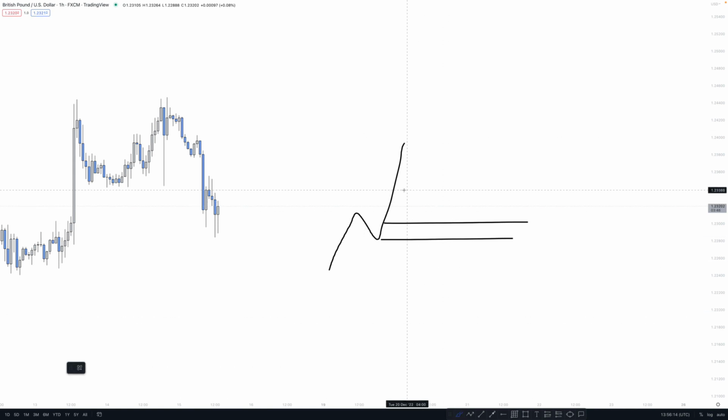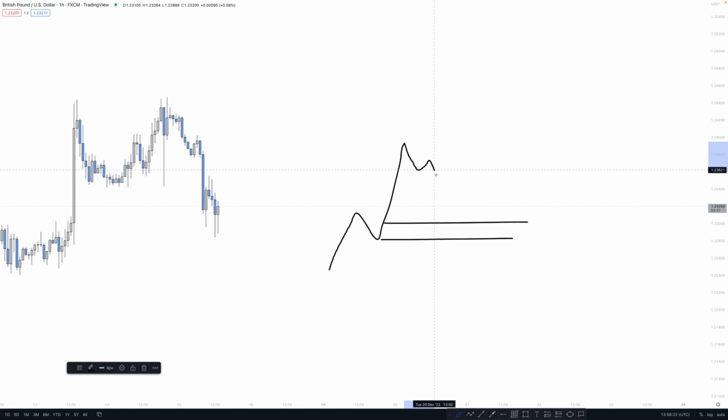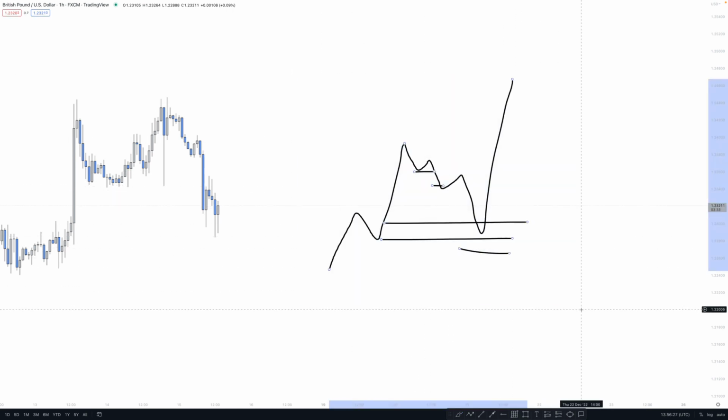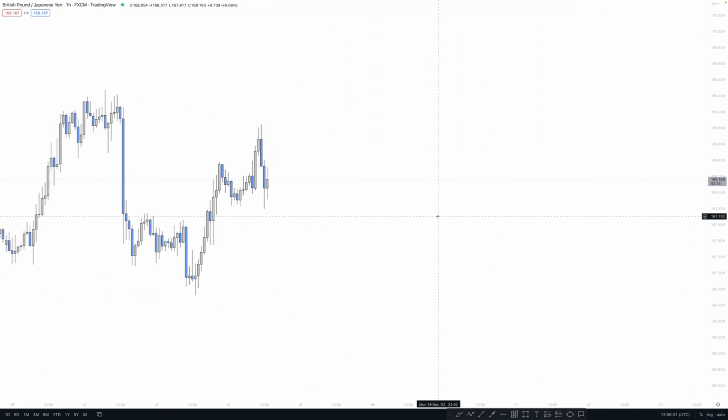So again, there's impulse, correction, impulse. This is your demand area. You want to execute this, or you want to execute something like this. Okay, so there is 1, 2, 3. The same thing on GJ as well. This is the kind of pullback that I like to see on GBPJPY.